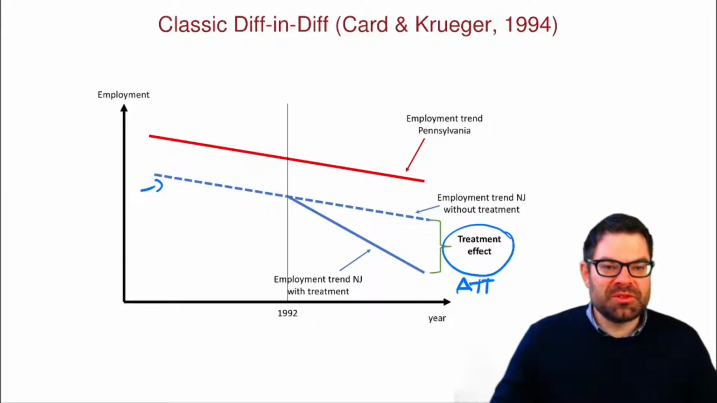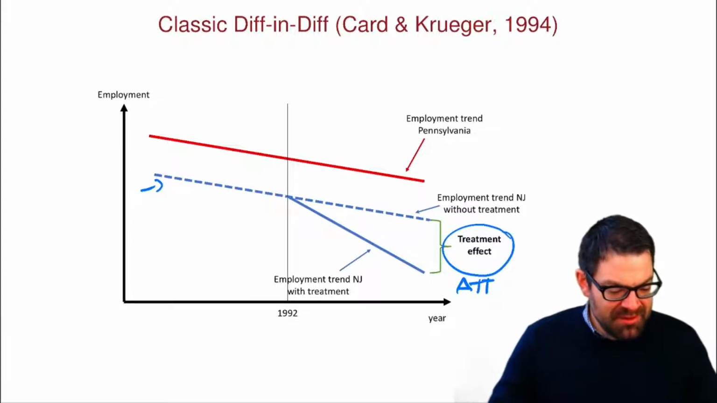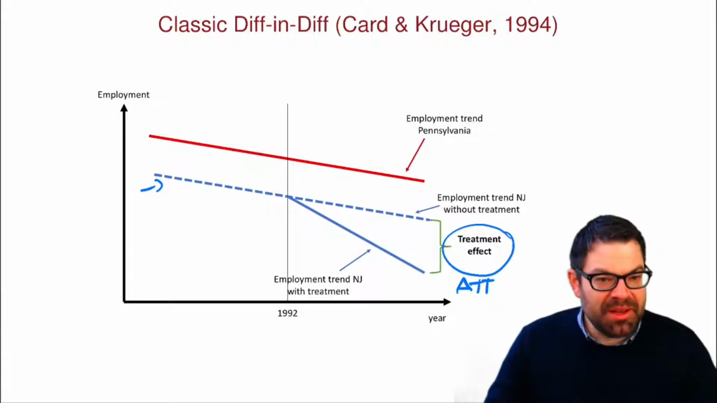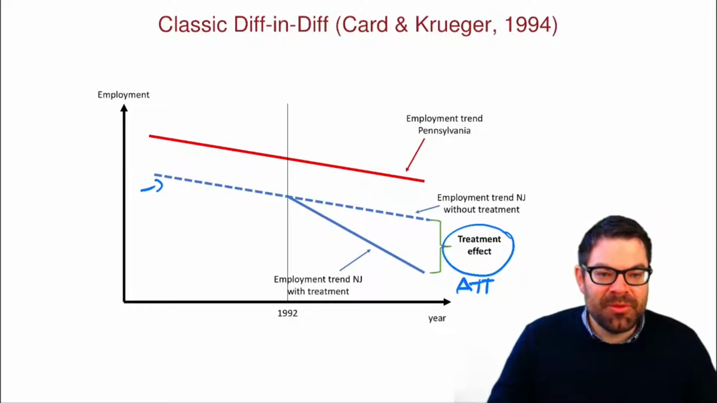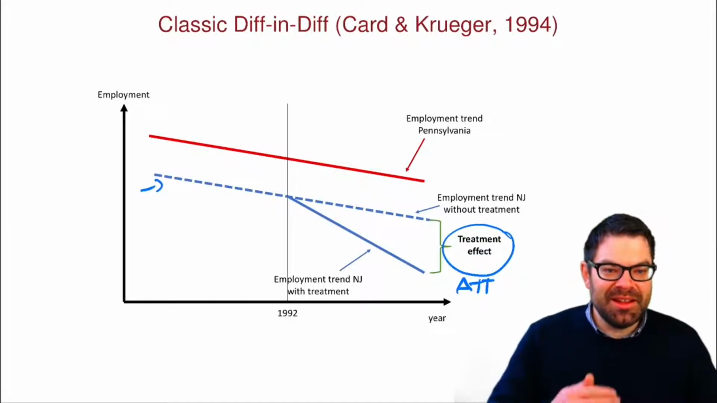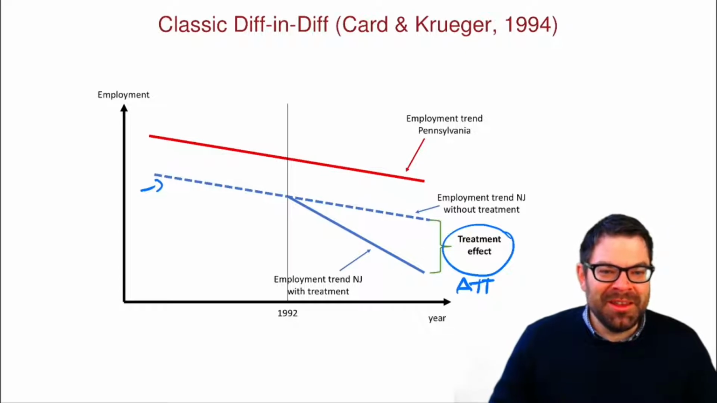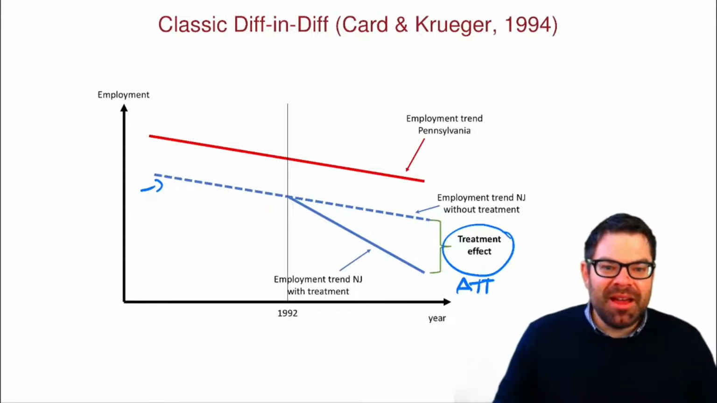Now, how do we construct that counterfactual? Well, we use a suitable control state, and in their case, they use Pennsylvania. And if you've ever been to Philadelphia, you can see New Jersey from Philadelphia, for example. So these are neighboring states. And so what you can see here is that even before the reform, employment levels in Pennsylvania were higher, but they follow the same trend.